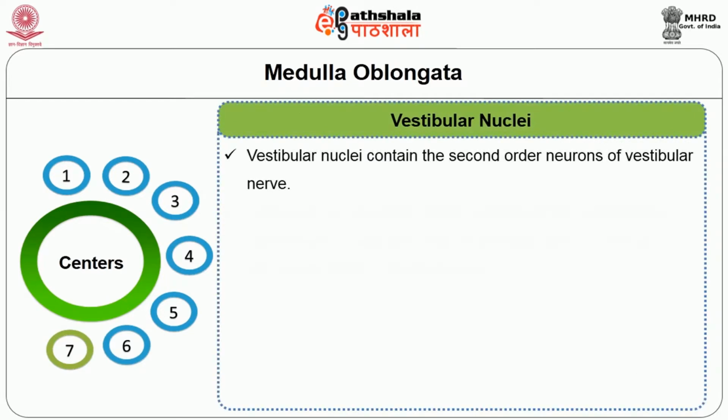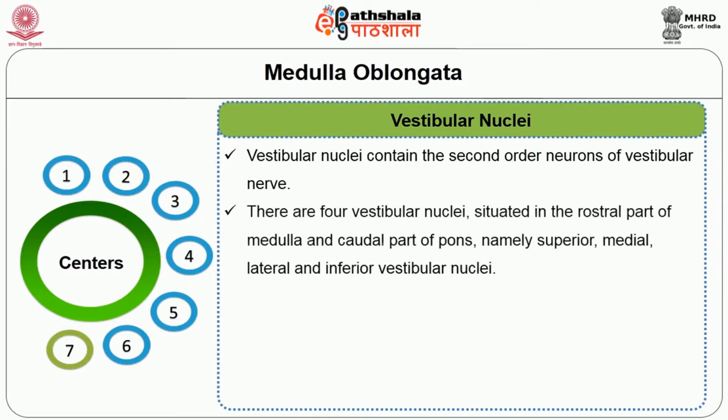Next is the vestibular nuclei. It contains the second order neurons of the vestibular nerve. There are 4 vestibular nuclei situated in the rostral part of the medulla and caudal part of the pons, namely superior, medial, lateral and inferior vestibular nuclei. Medial and inferior vestibular nuclei extend into the medulla.